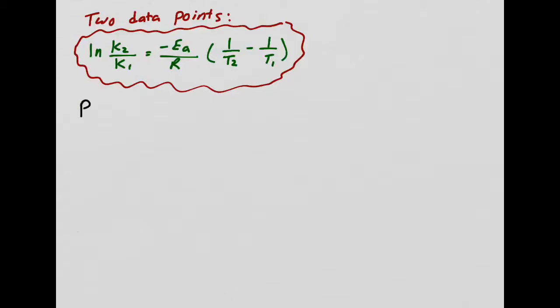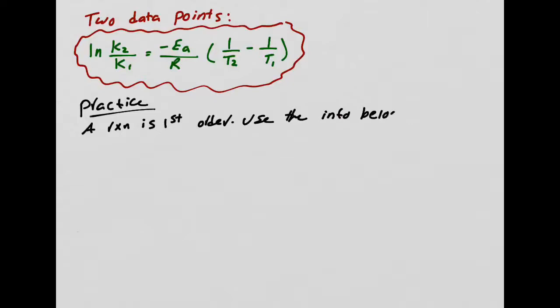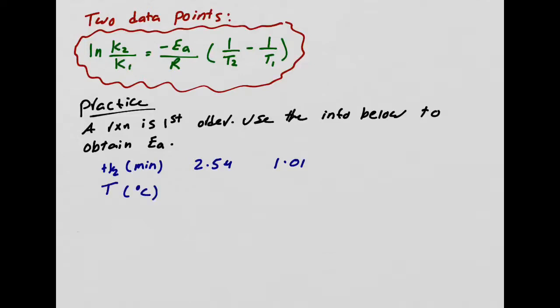Okay. Now, let's do a practice problem. You ready? Here's a practice problem. A reaction is first order. Use the info below to obtain activation energy. Okay? Now here's the data. The data is going to give you half-life in minutes: 2.54 and 1.01. And the data is going to give you temperature in degrees Celsius: 25.0 and 37.0. Okay, so what do we want to do?